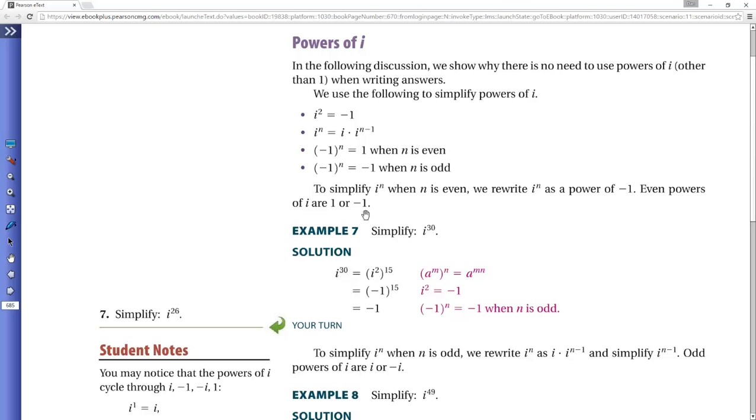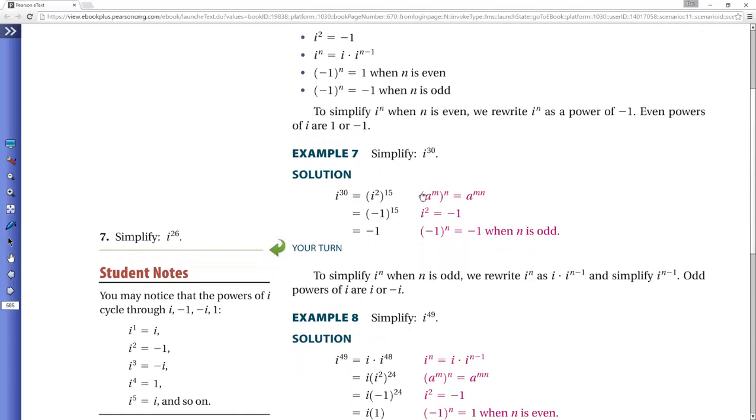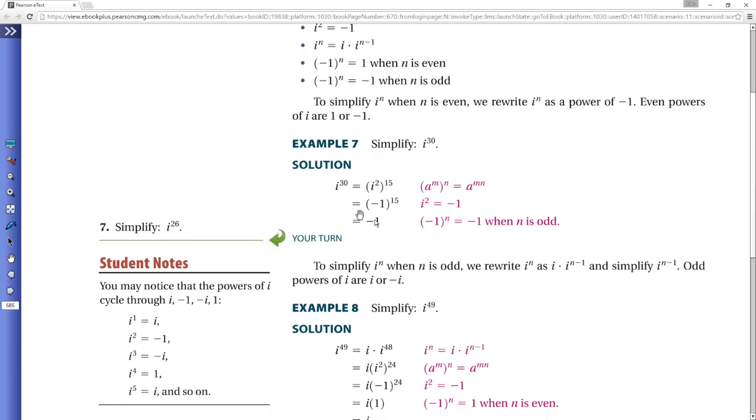So to simplify i to the 30th power, we could say that's the same as i squared to the 15th power. Because of the exponent rules, we can do that, which means I'd multiply those two exponents, power of a power, right? Now, why did they take i squared? Well, we know the real number value for i squared, so they separated that out and used power of a power. They substitute in a -1 for i squared.